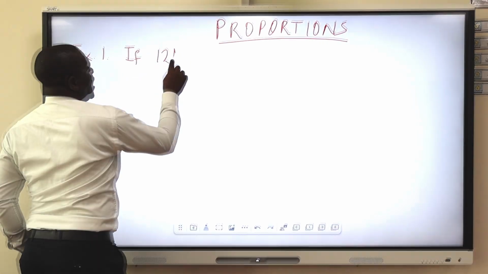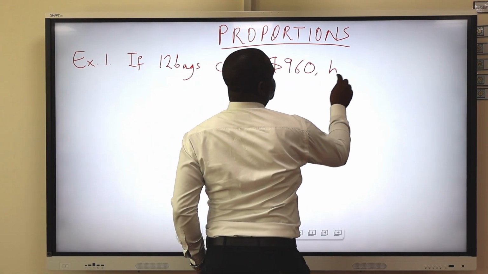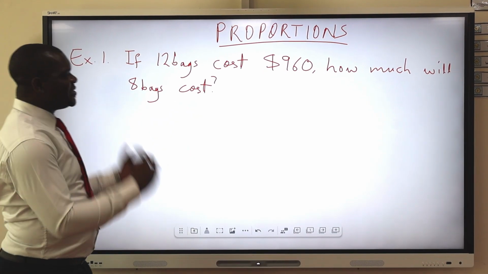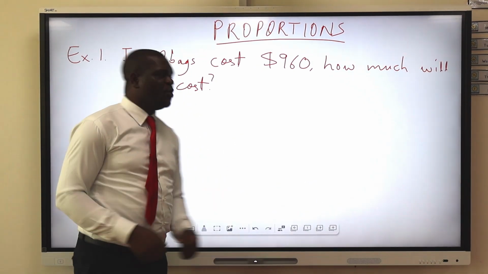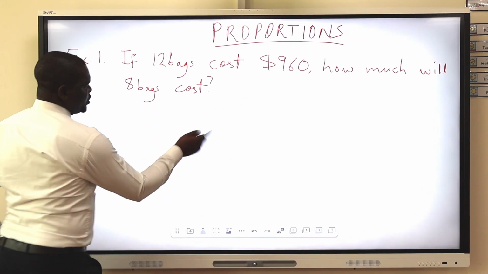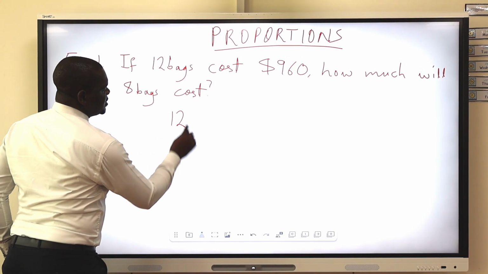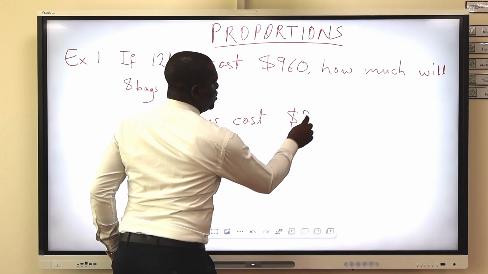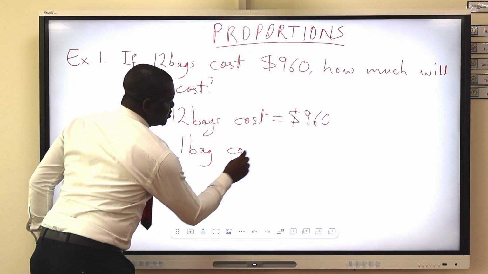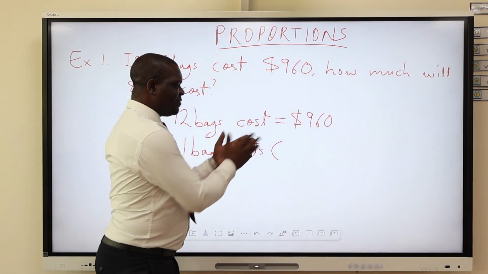If 12 bags costs $960, how much will 8 bags cost? The first thing is we start from what we know and get to what we don't know. So we know about the cost of 12 bags. So here we make short and direct statement. 12 bags cost $960. 1 bag costs, this is where we always have our strategy to have the correct answer.